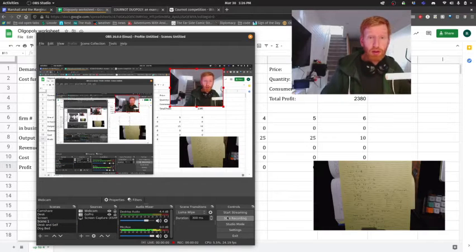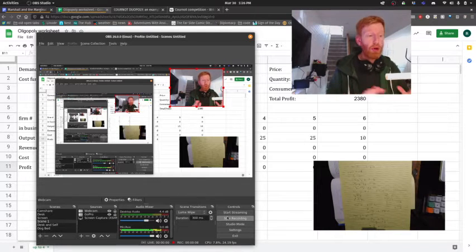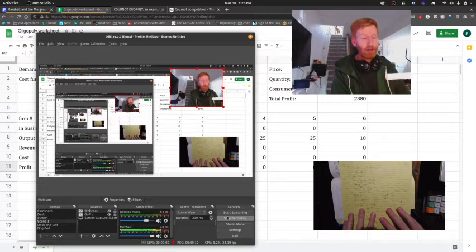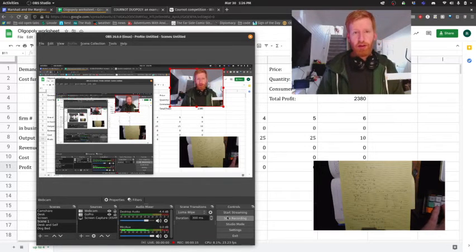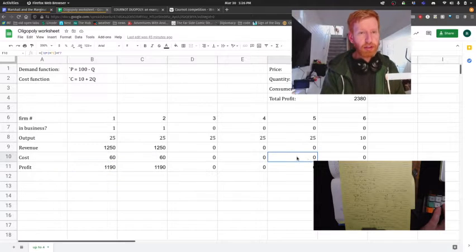So we are going to look at oligopoly right now. We're going to look at it in two ways. One is with the computer and one is with our pen and paper. So let's start with the computer. And just remember that this bottom corner is kind of blocked.